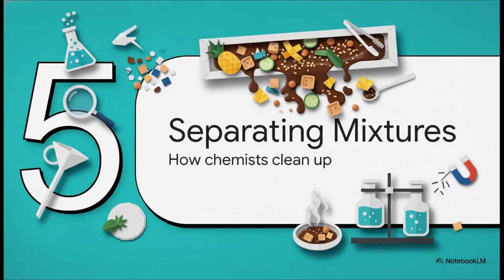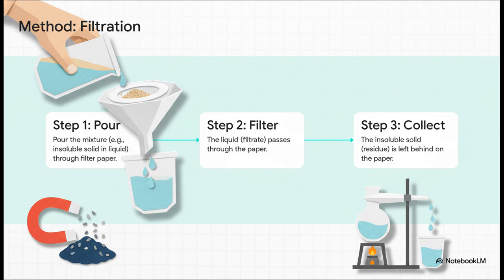Okay, so here's the cool part. Since mixtures are only physically mixed up, that means we can also physically separate them. So let's look at how we, as chemists, can clean up a rojak-style mess. One of the most common ways is filtration. This is perfect if you have a solid that doesn't dissolve in a liquid, like sand and water. You just pour the whole thing through filter paper.